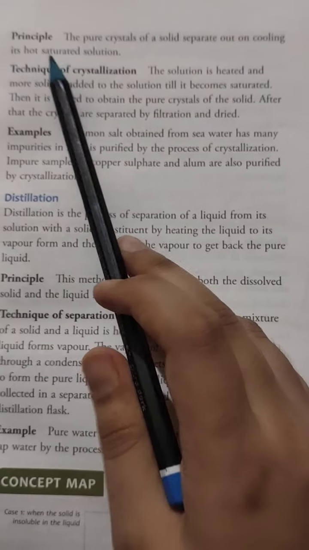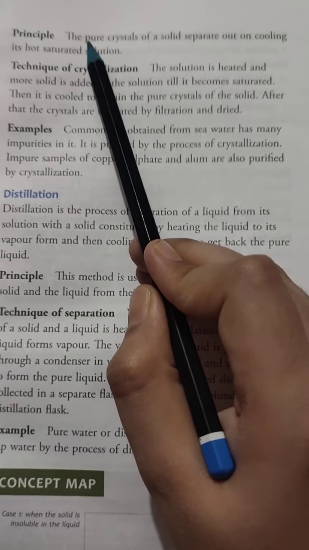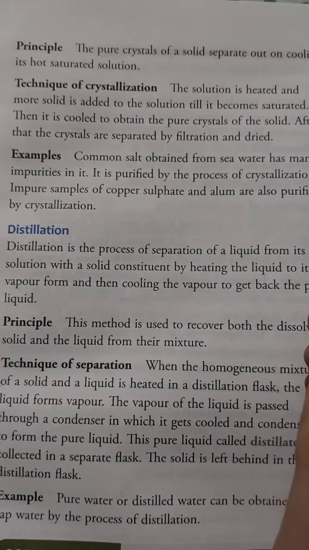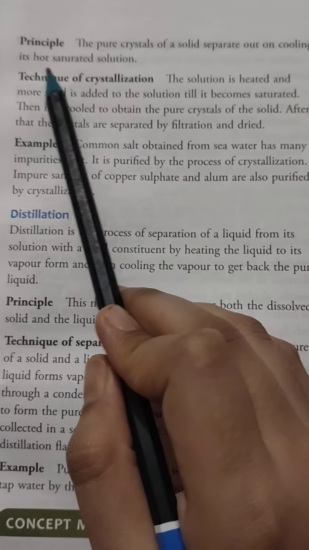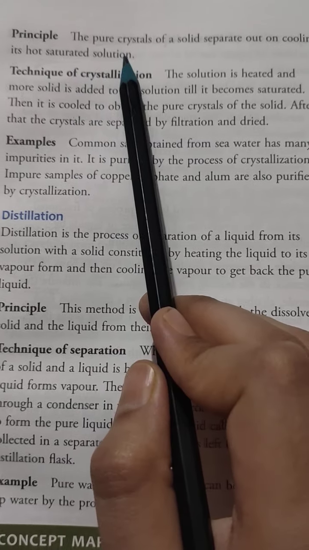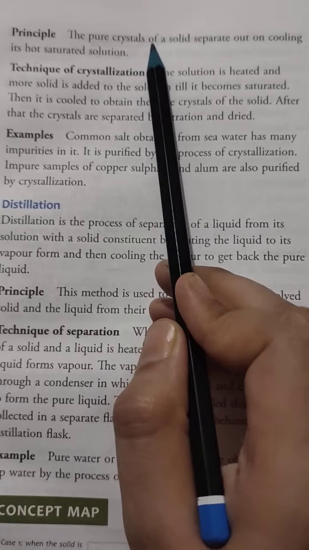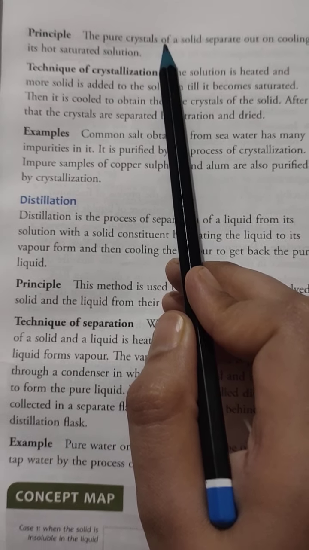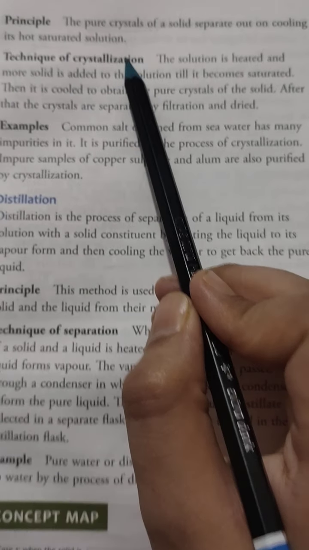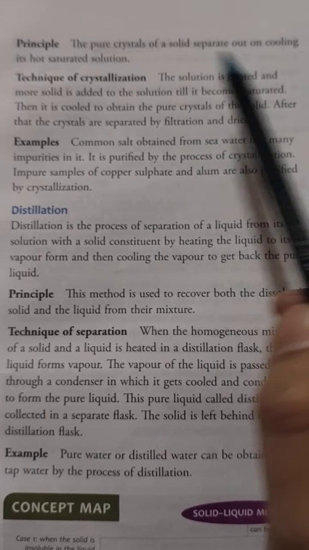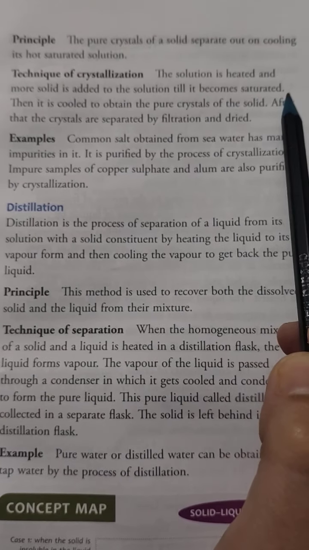So now what is the principle behind this crystallization process? The principle is that pure crystals of a solid separate out on cooling its hot saturated solution. So whenever a solid in its hot saturated solution is cooled down, it forms its pure crystals in solid form and is thus separated out. So what is the technique of crystallization? The solution is heated and more solid is added to the solution till it becomes saturated.